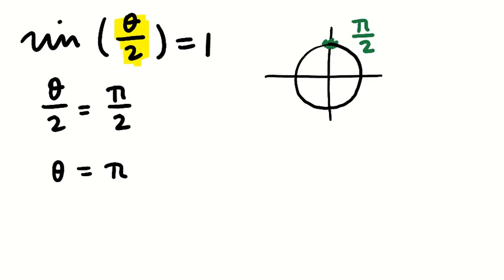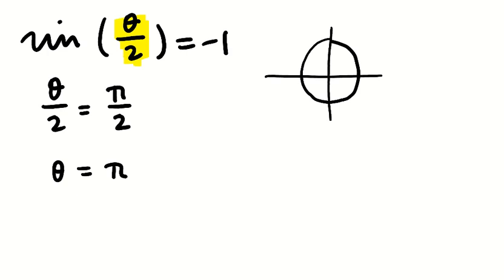Okay? But what if we'd had sine of theta divided by 2 equals negative 1? That's something I might do. Well, that happens down here at the bottom. That would be where theta divided by 2 was 3 pi over 2. And if we doubled both sides, then all of a sudden theta would become 3 pi, which is no longer in our interval 0 to 2 pi. So some weird stuff will happen when you start messing with the argument of the trig functions.